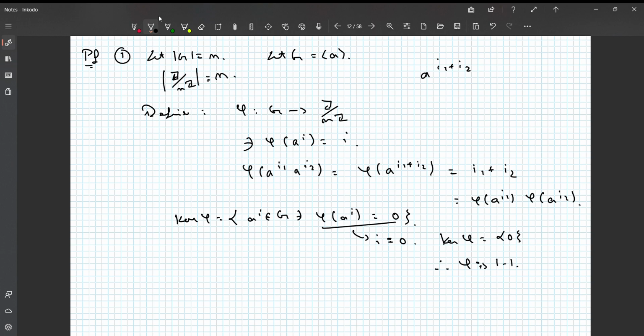Now we have already checked that the cardinalities of G and Z mod nZ are the same, so 1-1 implies onto. Therefore phi is an isomorphism. Clear?